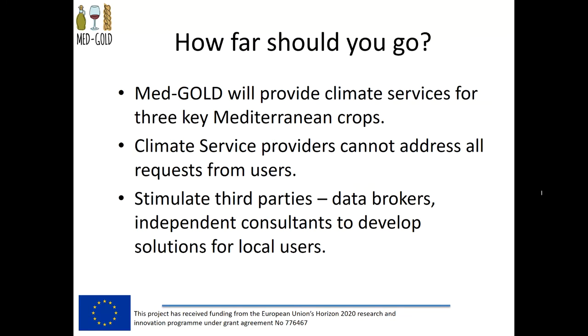So it probably wouldn't be sensible to try to create something like that from scratch for MedGold, but Easy2See can take the data provided here and then run their model through it to provide that sort of specific product for users. Next slide, please.